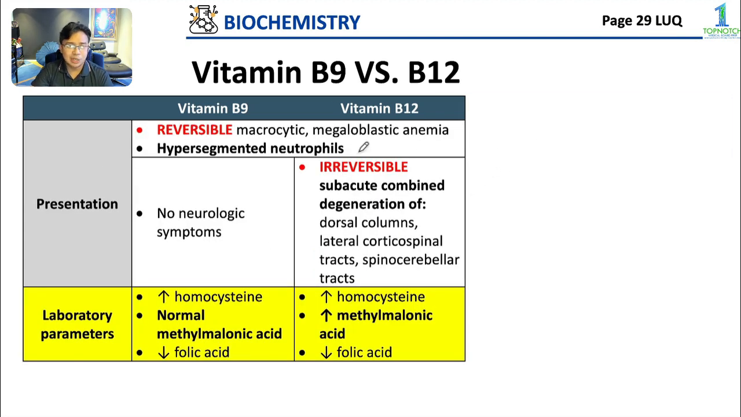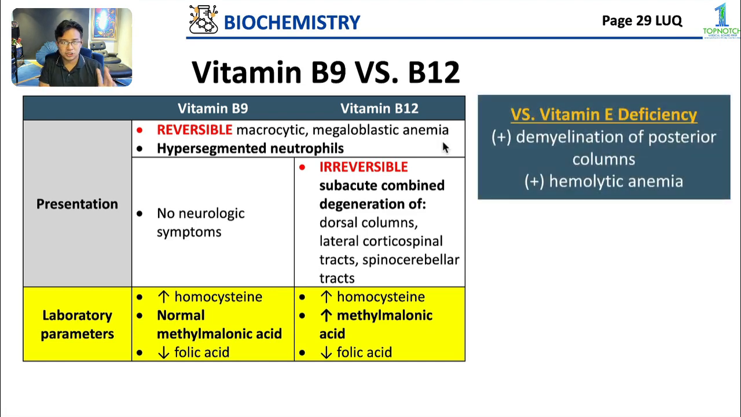Now, in deficient amounts, both B9 and B12 can cause reversible macrocytic megaloblastic anemia. And on your PBS, you can see hypersegmented neutrophils. But there are no neurosymptoms in B9, while neurosymptoms are present in B12, having irreversible subacute combined degeneration of the dorsal columns. Now, it has a similar counterpart, right? It's vitamin E deficiency.